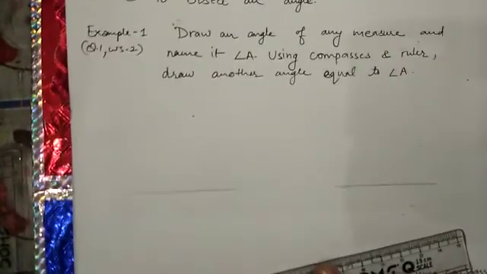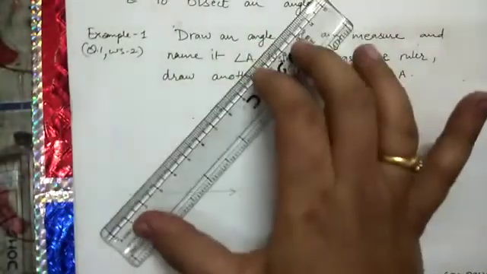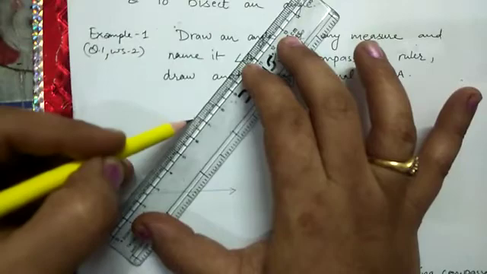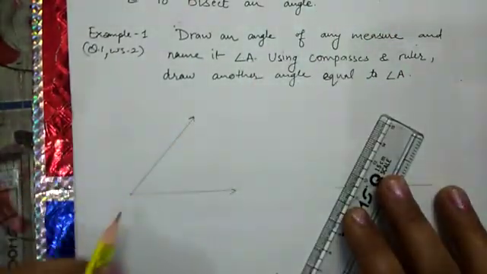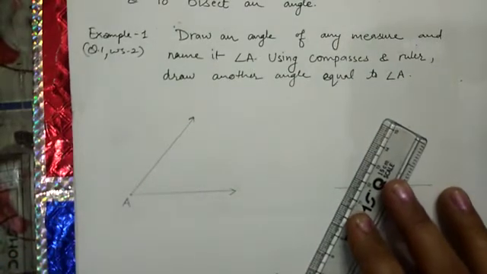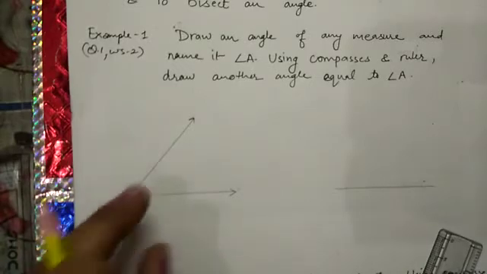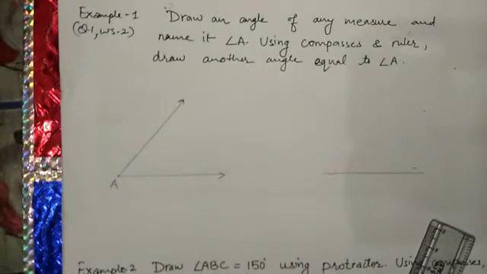First of all, draw a ray. Now from this point, draw a ray so that we could get an angle A of any measure. There is no need to measure this angle. Now using compass and ruler we are to draw another angle equal to this angle A.